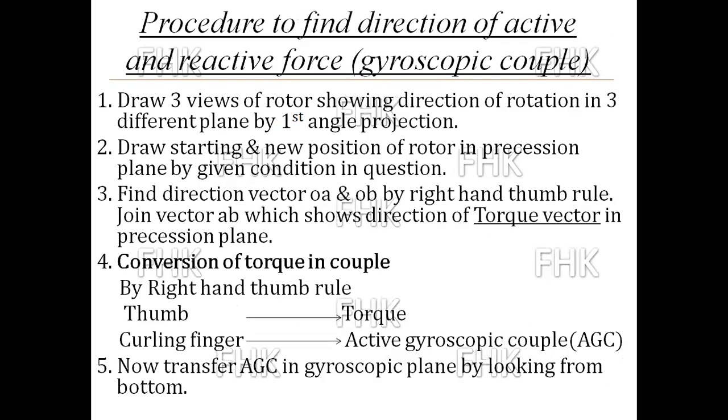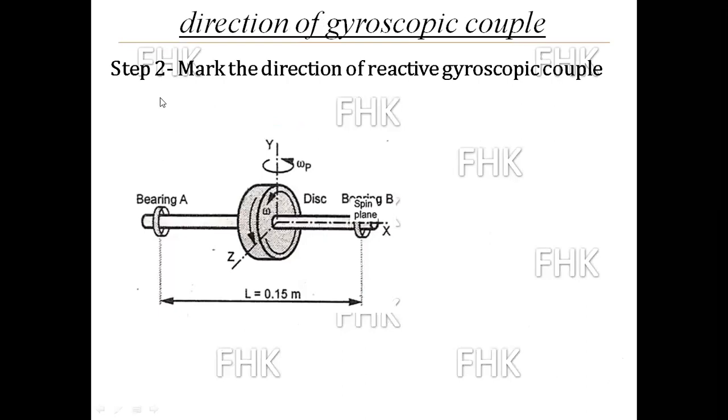Now, as we learned in the previous session, this is the procedure to find the direction of the active and reactive gyroscopic couple. You have already read all the steps, so I am directly starting from step number 2, that is, mark the direction of the reactive gyroscopic couple. We have to find the direction of the gyroscopic couple.